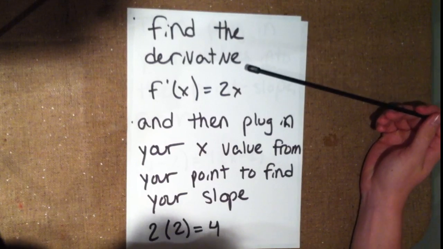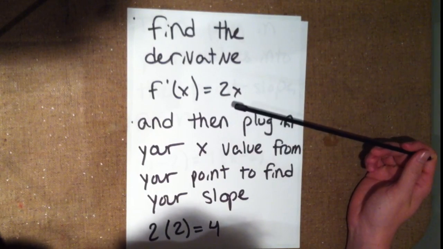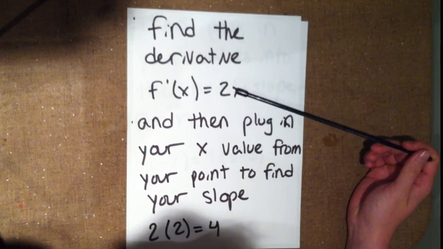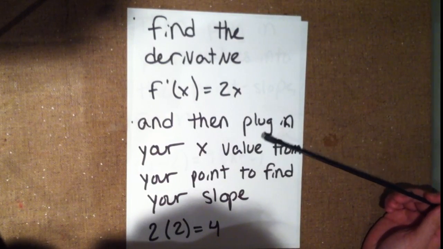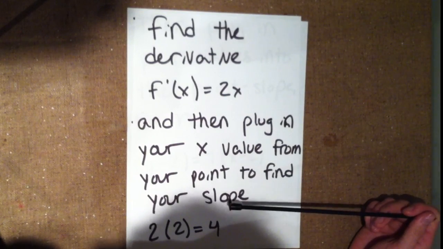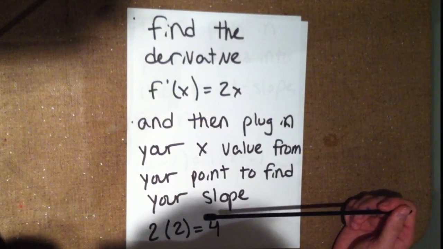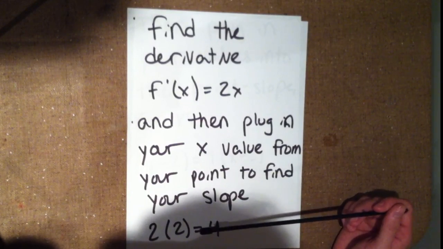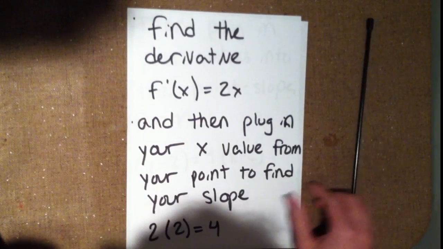First, you have to find the derivative of the equation. So the derivative of the equation that I just presented in the example is 2x. After that, you will then plug in your x value from your point to find your slope of the tangent line. So our x value in the point was 2. So what we do is we just plug in 2. 2 times 2 gives you 4.